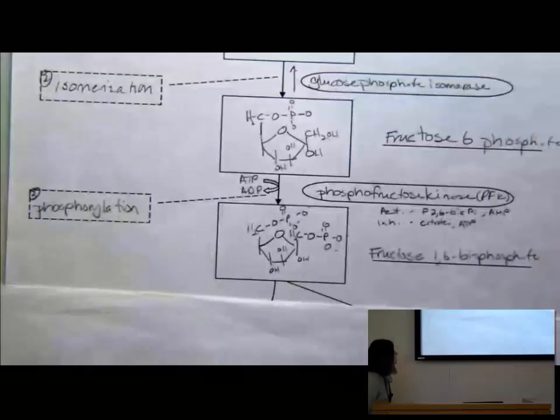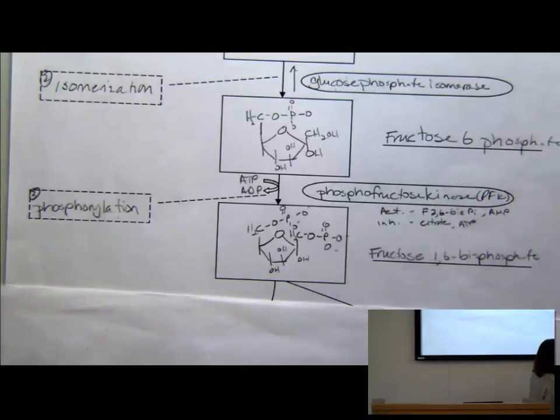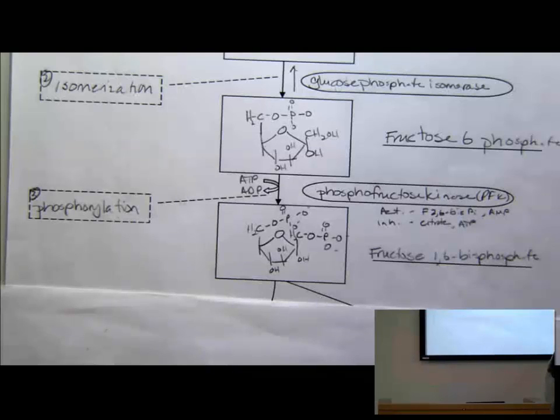So here we're making, oh goodness, my handwriting is terrible. This is my fructose 1,6-bisphosphate. That's my PFK. If you guys just want to write down PFK, memorize PFK as the enzyme, that's fine.